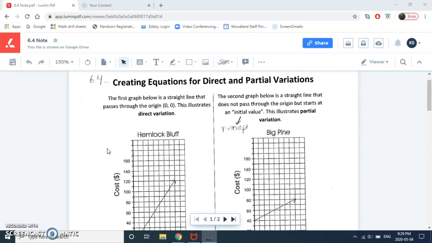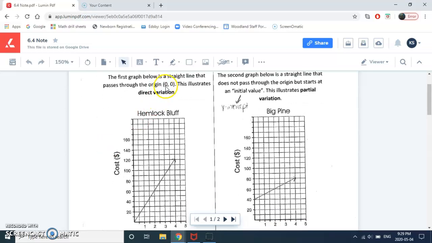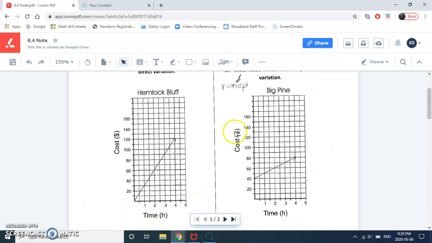So our first graph here shows a straight line that passes through the origin, 0 and 0. So remember that's our x and that's our y points there. And this illustrates a direct variation. So you can see 0 and 0 and it goes up. We've got cost and hours there.